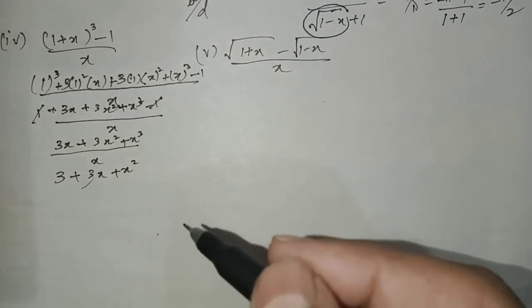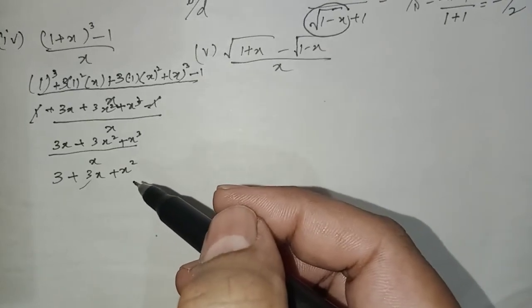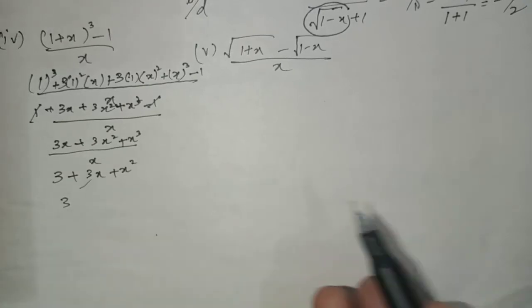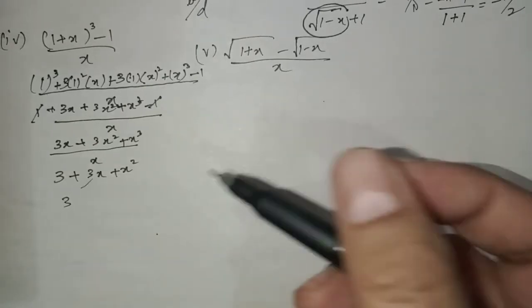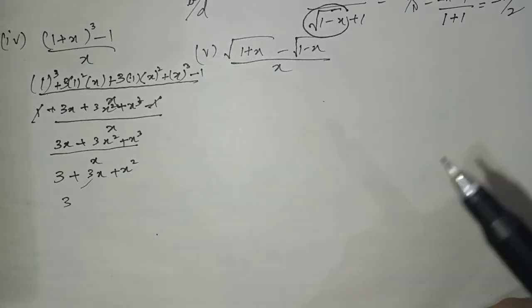Now in this expression, when you are going to apply the limit x tends to 0, the final result of yours will be 3, because this and this will become 0. So on applying limit x tends to 0, part 4 will give you the value of 3.